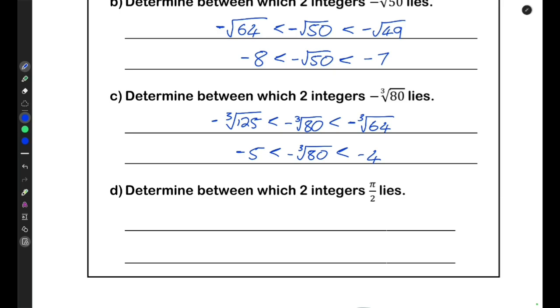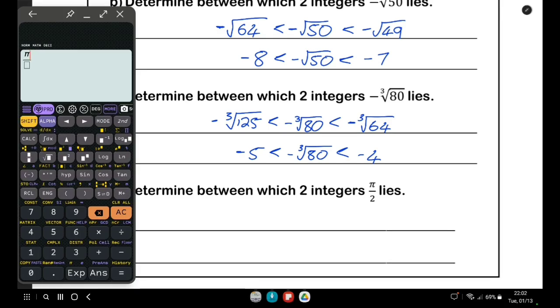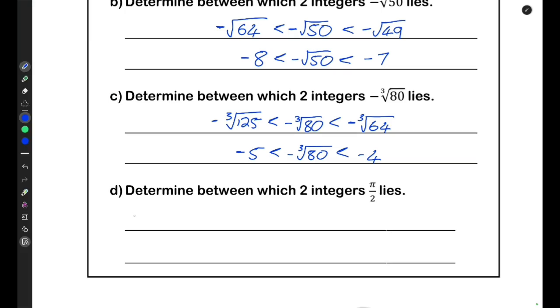Lastly, question D, determine between which two integers half of pi lies. Now, step 1, I am going to type that in my calculator. It would tell me this would be half of pi, which is then 1.57. So for your teacher, you can just write pi over 2 equals 1.57, and therefore pi over 2 would lie between 1 and 2. So there's no middle step there. They wanted you to see that you needed to use the calculator and then type it in.